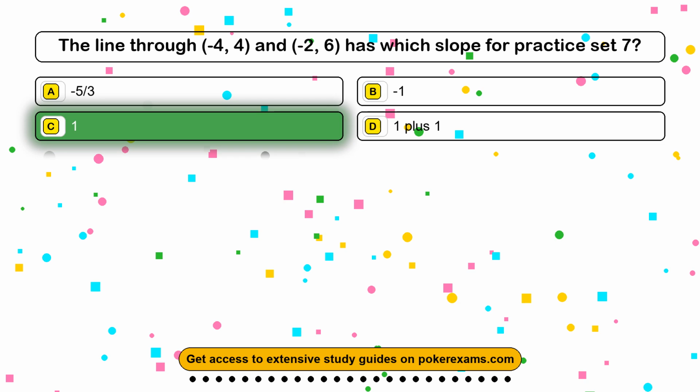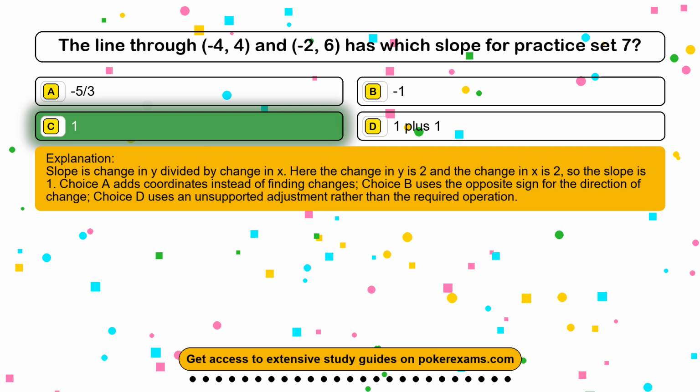The correct answer is option C, 1. Slope is change in y divided by change in x. Here the change in y is 2 and the change in x is 2, so the slope is 1. Choice A adds coordinates instead of finding changes. Choice B uses the opposite sign for the direction of change. Choice D uses an unsupported adjustment rather than the required operation.